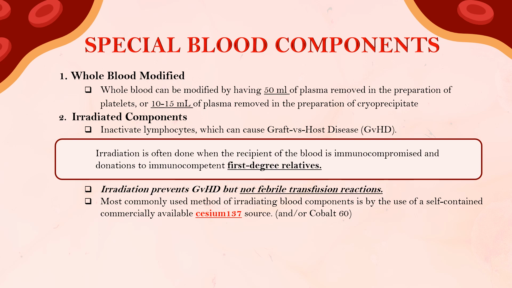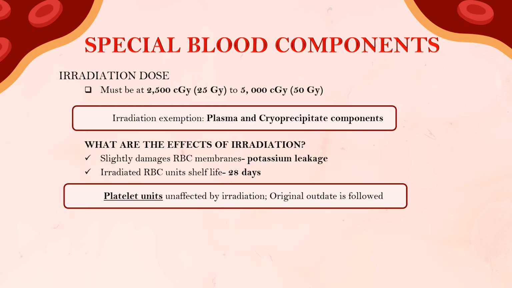Okay, there are actually two irradiation sources that are available. We have gamma rays from either cesium-137 or cobalt-60, and X-rays from linear accelerators. However, cesium-137 is the most commonly used irradiation source. The required and accepted irradiation dose must be at least 2,500 centigray and no more than 5,000 centigray. And by the way, class, gray or centigray is the new international system unit of radiation dose.